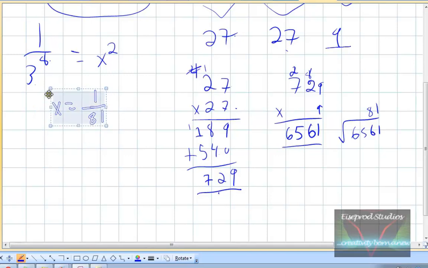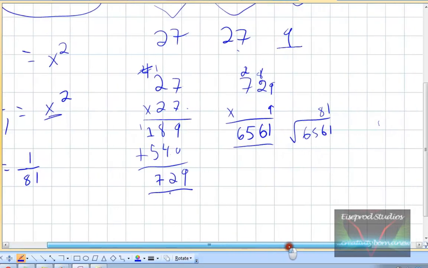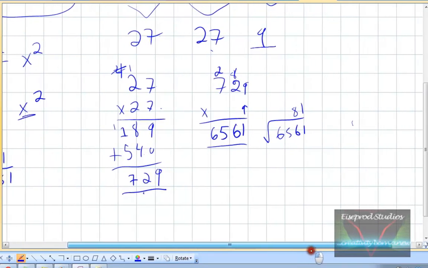Then, remember that you are solving for x squared. So let me see if I can move this down a bit. So what's happening is, now we know that 1 over 6,561 is equal to x squared. Since we want to know what x is, we're going to have to take the square root. And so I just took the square root of 6,561, and that happens to be 81.